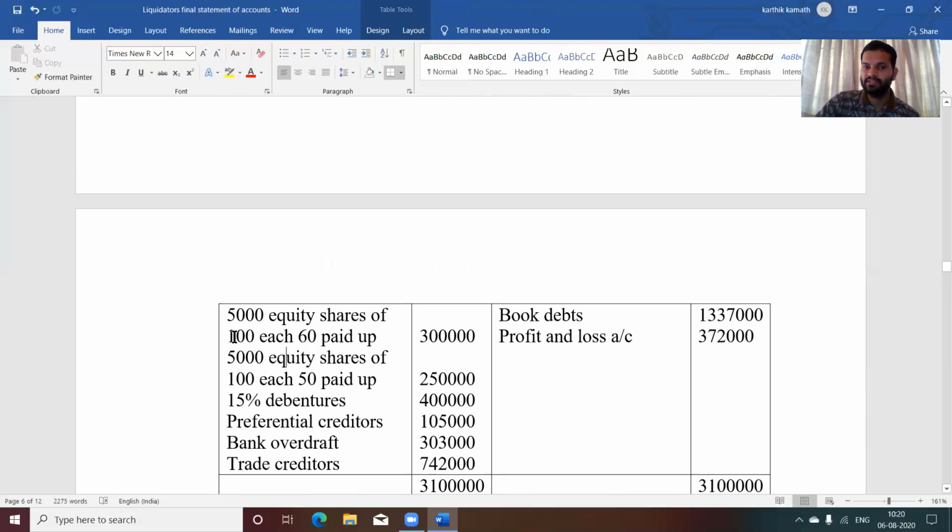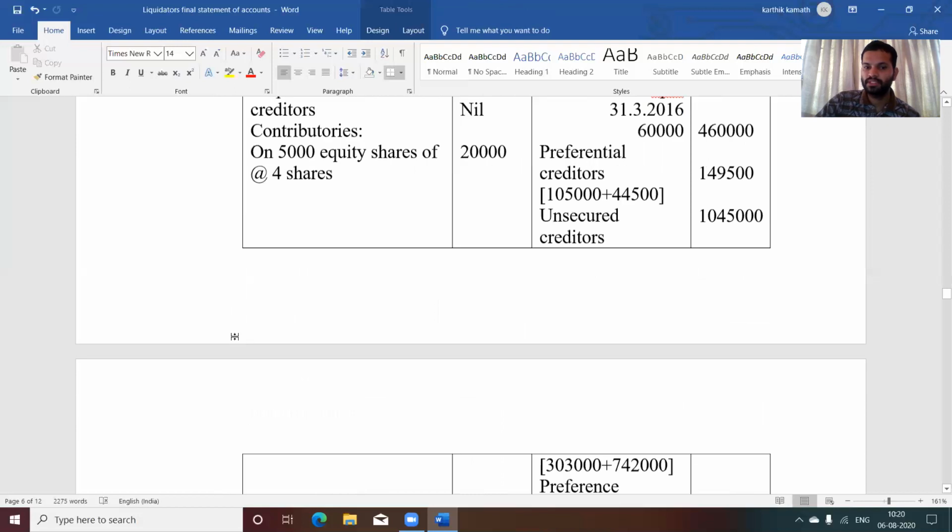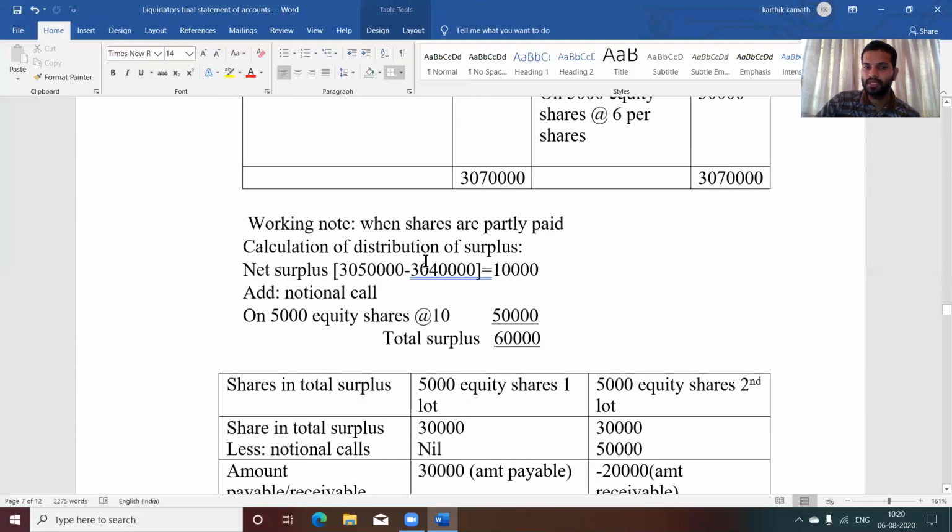So 60 minus 50 is 10. So you can really easily now equalize the second class of equity share to 60. 60 minus 50, 10, on 5,000 equity shares, so that is 50,000. Add both net surplus and notional call, and you will get total surplus.